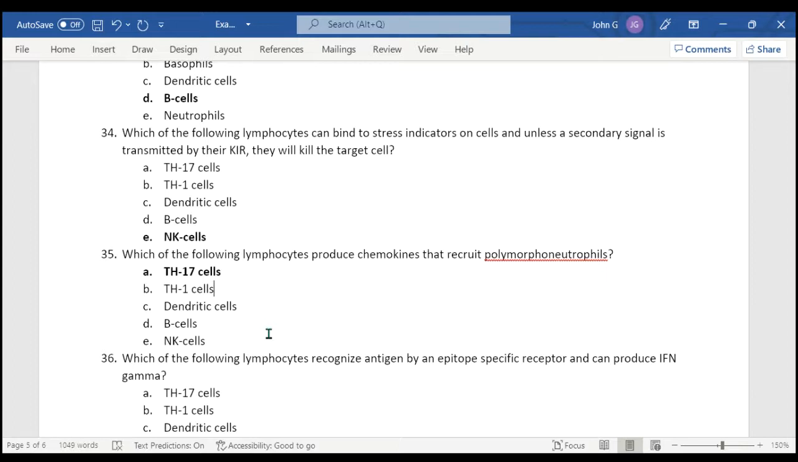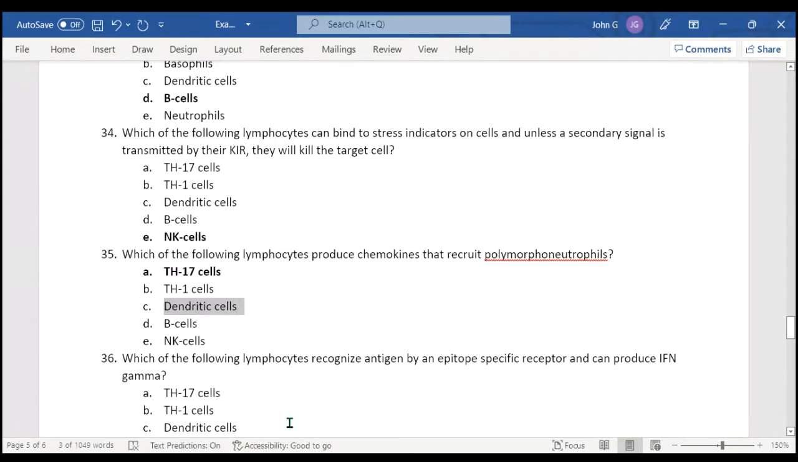Th1 cells, they make a cytokine called IL-3, and IL-3 does technically, it diffuses to the bone marrow through the blood, and when it gets to the bone marrow, it promotes the production of white blood cells in general, but Th1 cells don't make chemokines of any type. They do not produce chemokines. Okay, Th17 cells are the only lymphocyte here that makes chemokines.